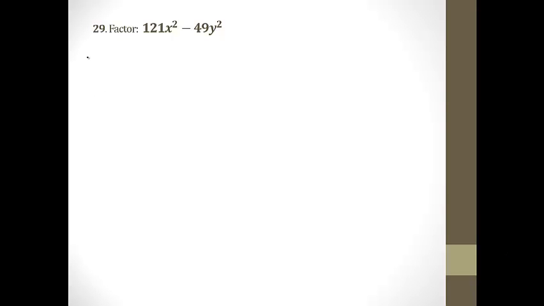Hi everybody, we're still here. We're in the middle of some factoring review for final exams. So question 29 asks us to factor this binomial: 121x squared minus 49y squared.